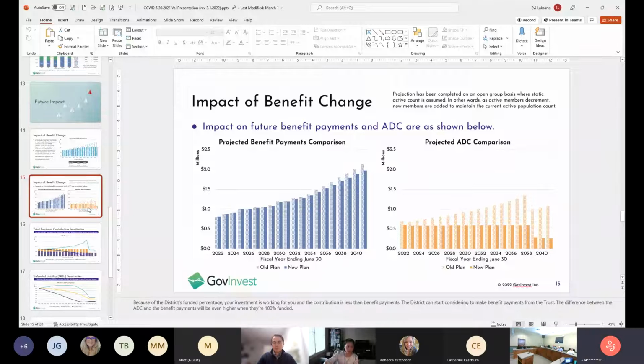So this is an example of why having a trust is smart and why putting in a lot of contributions up front, more than what was recommended, is smart, because all that money over time earns investment income. So your trust is working for you.